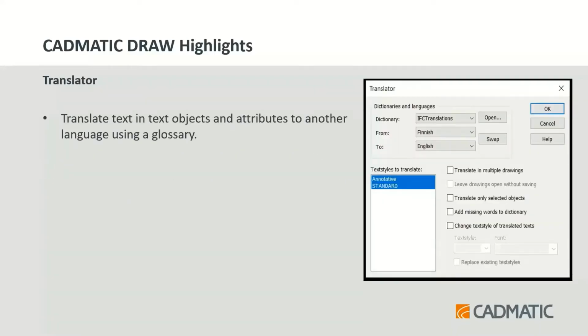Then the translator. This is one of our unique functionalities in Cadmatic Draw. Using the translator option, you can easily translate text in text objects or attributes from one language to another in Cadmatic Draw. For example, if you receive drawings in unknown languages, let's say from Europe or Japan or some different country, you can easily translate those drawing attributes or labels into your desired language using our translator option.